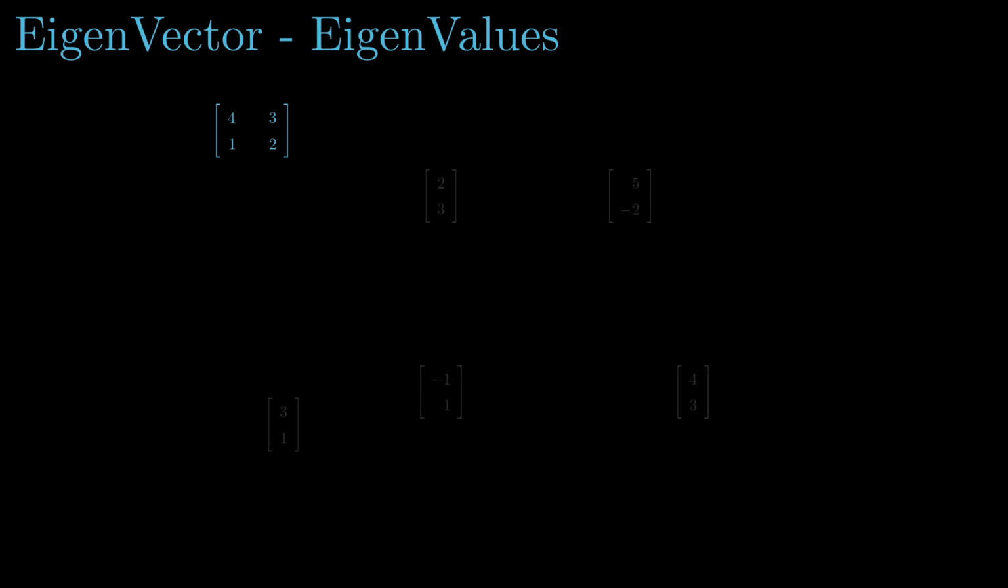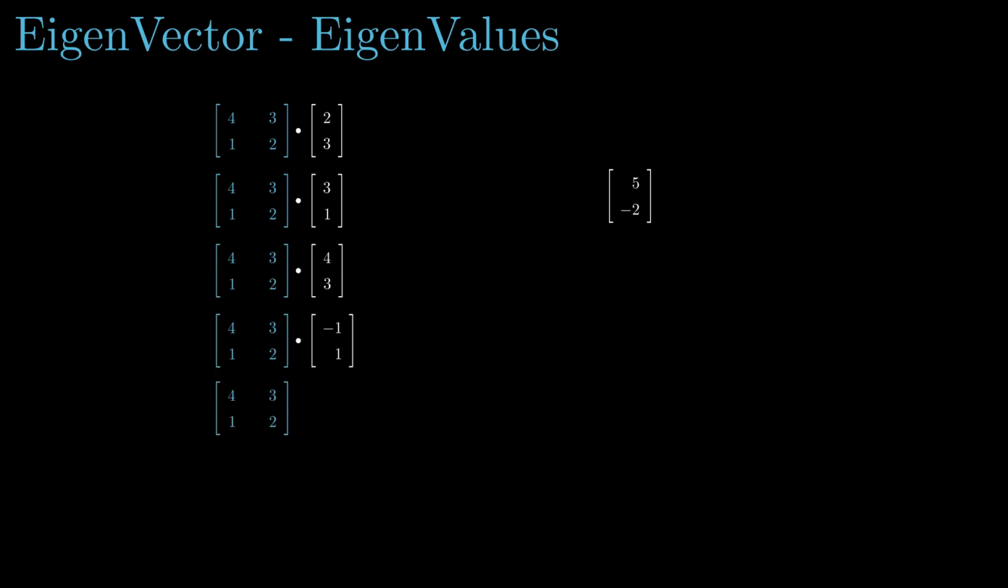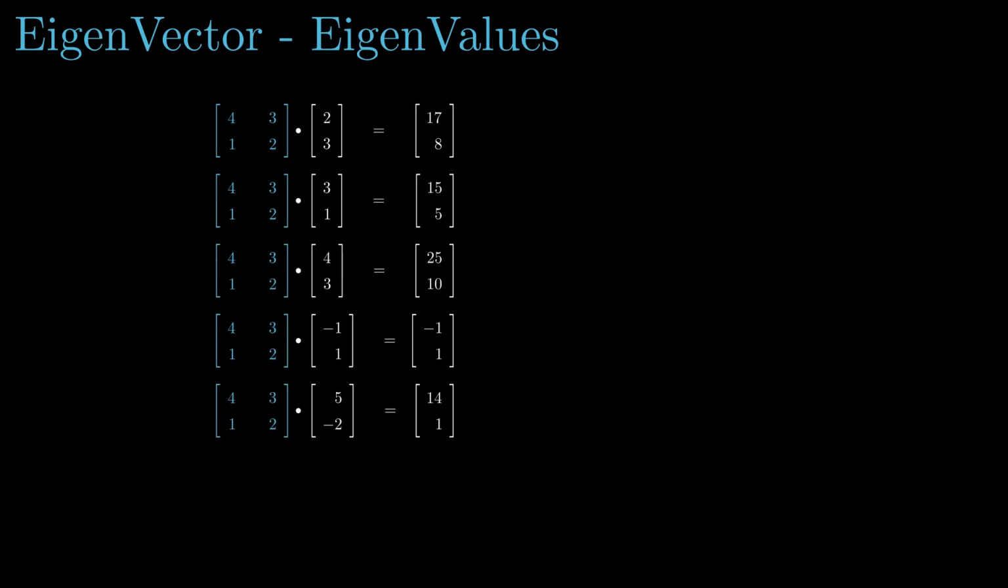Now, let's take some random vectors and transform them using our matrix. After the transformation, we get a new set of vectors. Do you notice anything special in those new vectors? No worries if you can't find it. Let me add some color to make it clearer. Do you see it now?